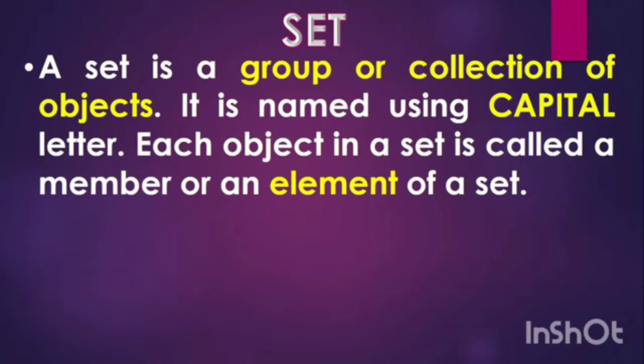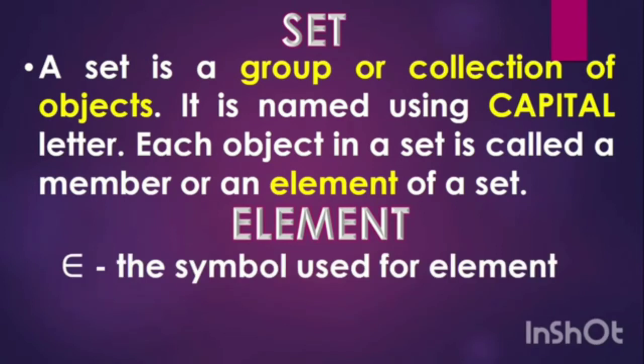Now, each object in a set is called a member or an element of a set. So, anong tawag natin dun sa mga laman niya? Halimbawa, sa set A, di ba ang laman niya ay jacket, cup, and shoe. So, yung tatlo na yon, yun ang tinatawag nating element. So, ang tawag dun sa mga members or objects na makikita mo sa loob ng isang set ay element.